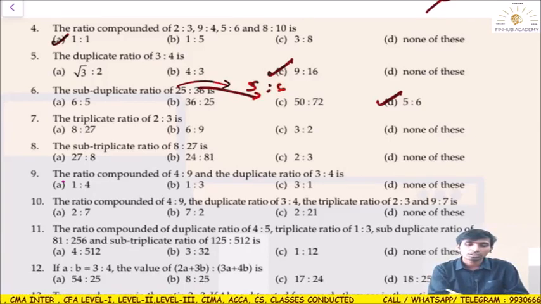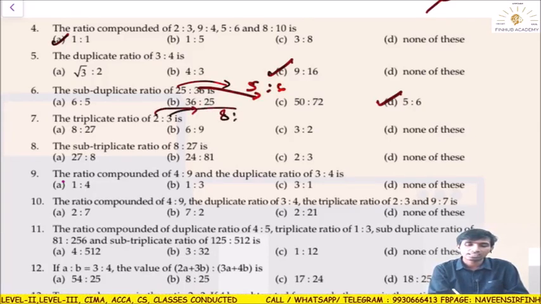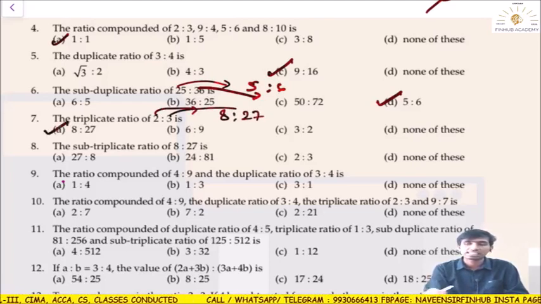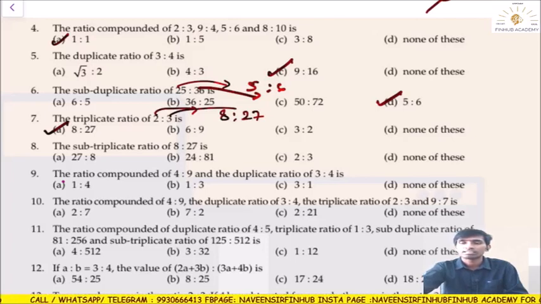Triplicate means what? You have to cube. 2 cubed is 8, 3 cubed is 27. So 8/27. A is the answer. Easy now? Yes or no? Okay. Fine.